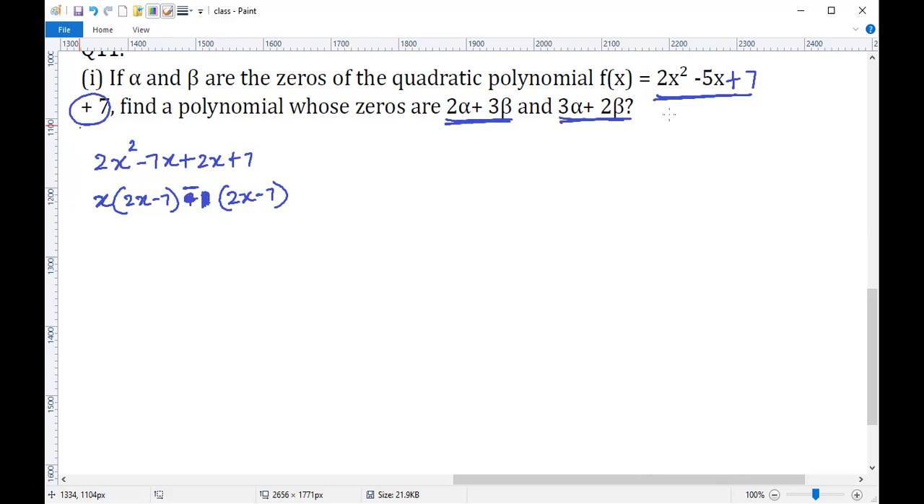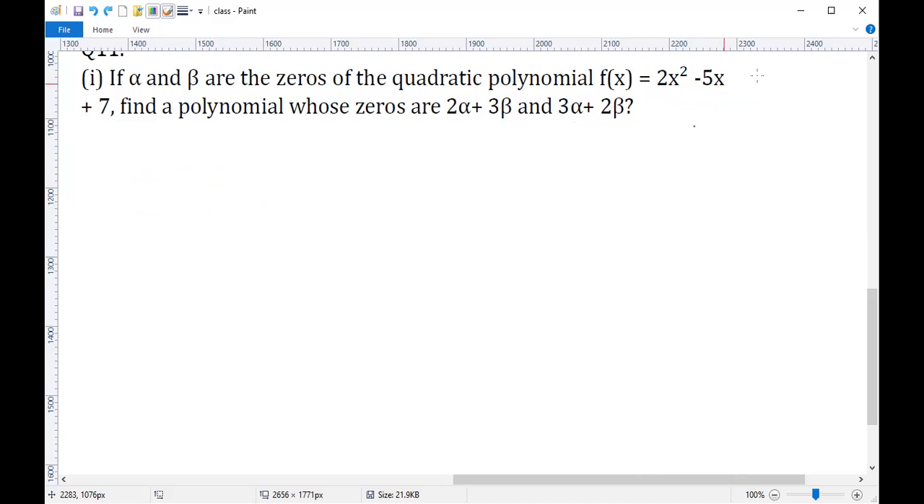Splitting will not work out because it is a plus 7 there. If it were minus 7, the product would be minus 14 and you could work it out that way. But it is plus 7 over here, so you can't split the middle term. So alpha and beta are the zeros. Alpha plus beta is minus b by a. For this polynomial, minus of minus 5 divided by a, which is 2. So you will get 5 by 2.